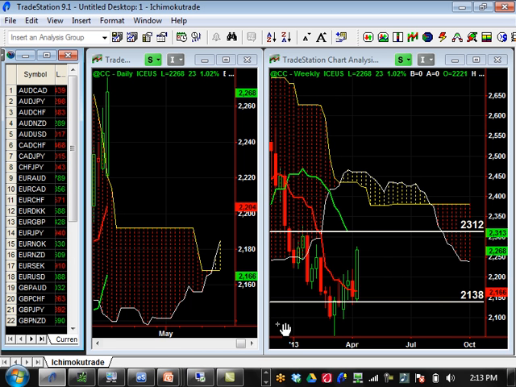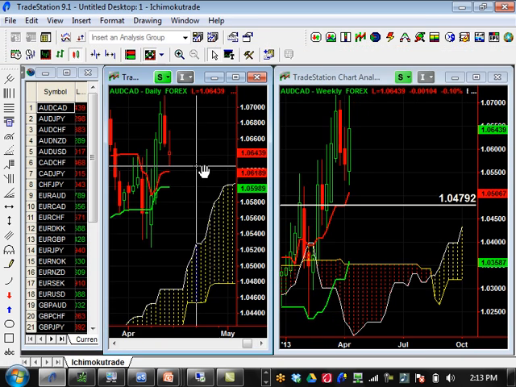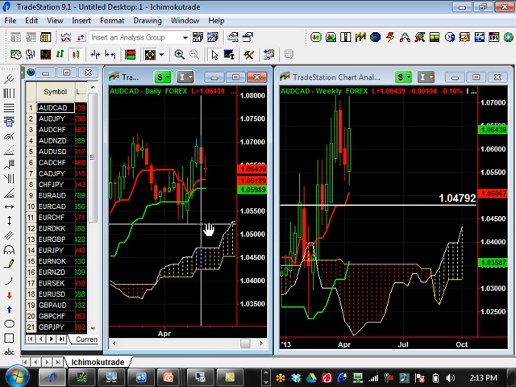Okay, so let's go straight to TradeStation and start looking at various currencies out there. Remember, on the left-hand side is basically a daily time frame. On our right-hand side is basically the weekly time frame.